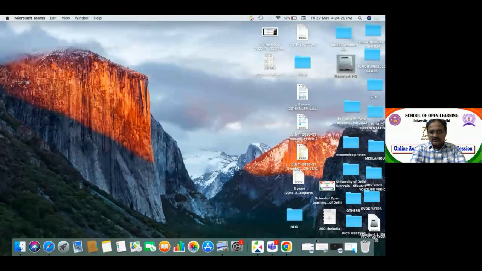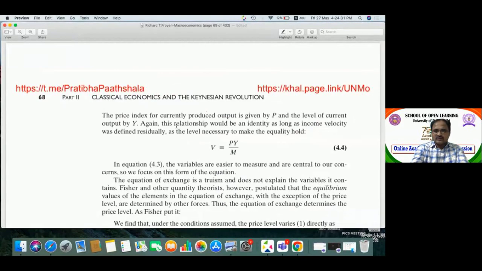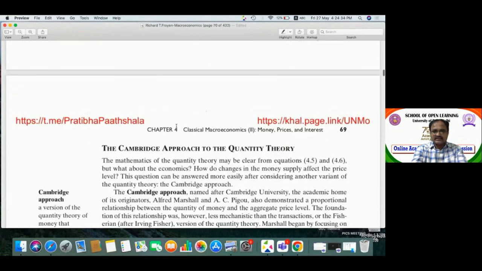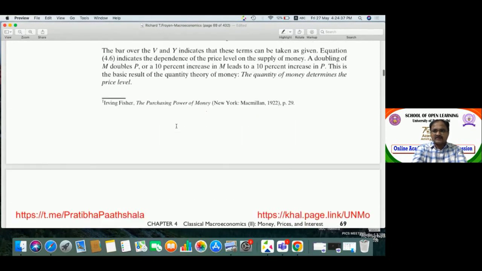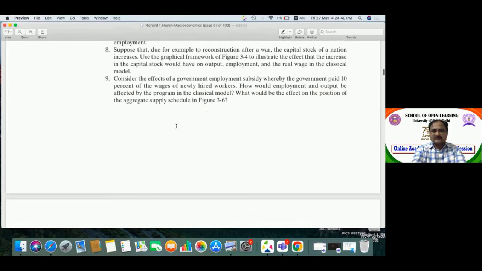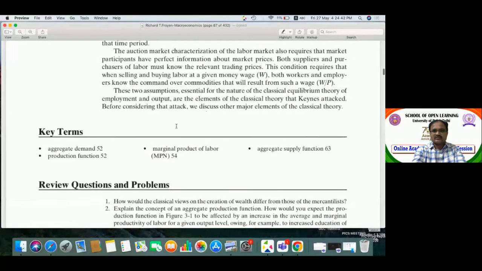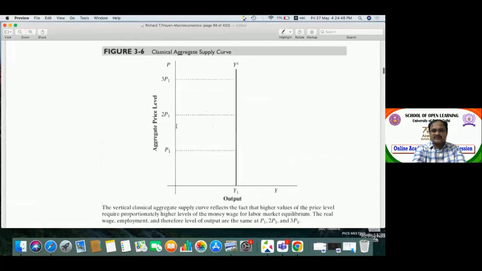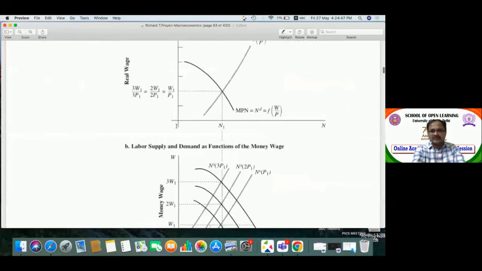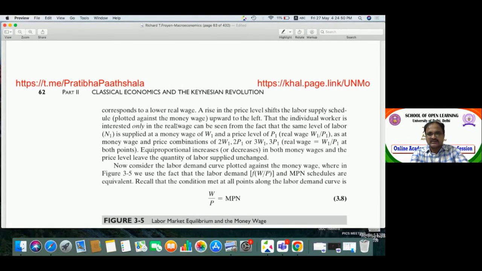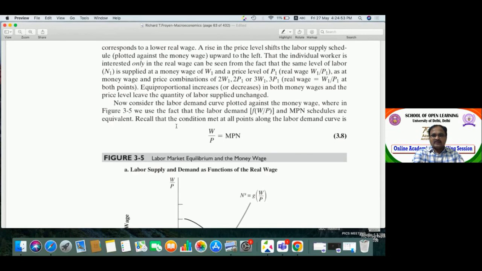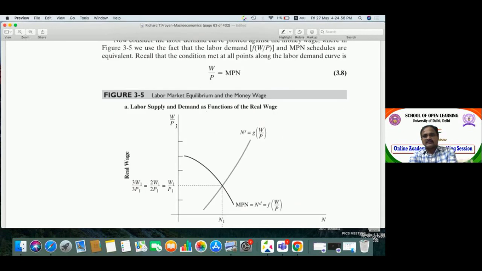So, up to this, we have been discussing the classical theory, right? The classical theory of income determination. Today I couldn't use the board, because we'll discuss this theoretical part. So this is the classical theory of income determination.